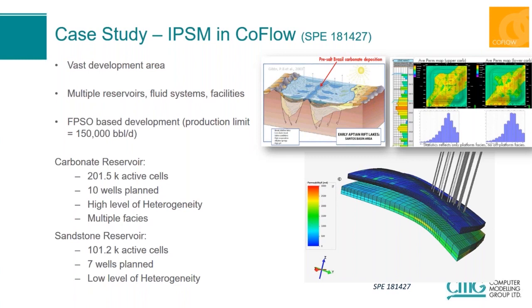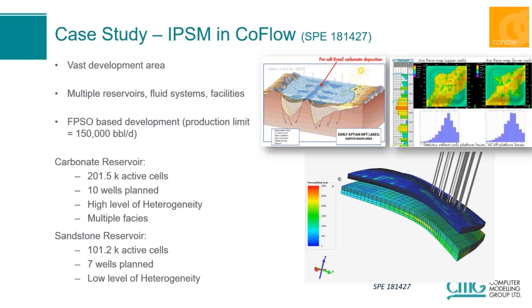This is a case study where we made a model for a pre-salt Brazil reservoir. There were two reservoirs in the system, a carbonate reservoir and a sandstone reservoir. The carbonate, you can see on the right-hand side, is the shallower reservoir, which appears in the blue color for permeability. The average permeability is about 500 millidarcy there. It's a heterogeneous reservoir with multiple facies. And then the bottom reservoir is the sandstone reservoir, which is a more homogeneous reservoir with a better permeability.